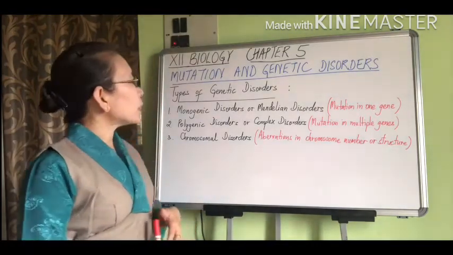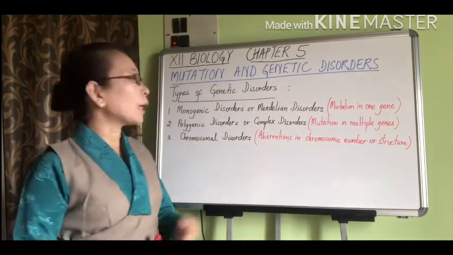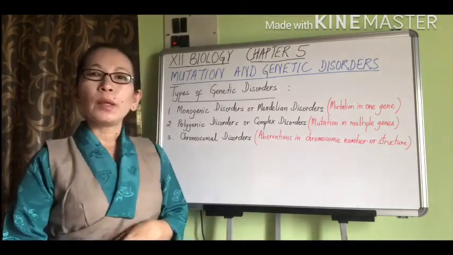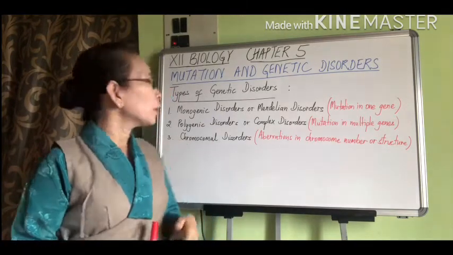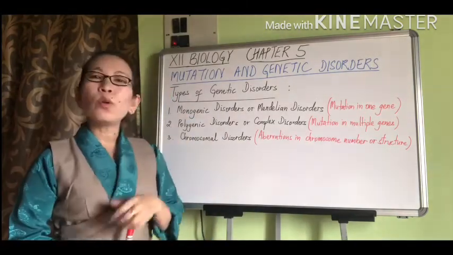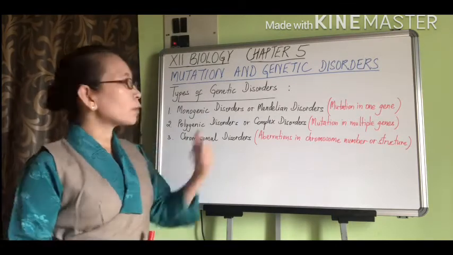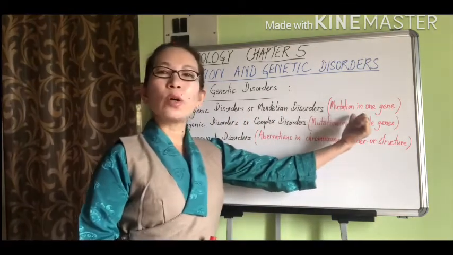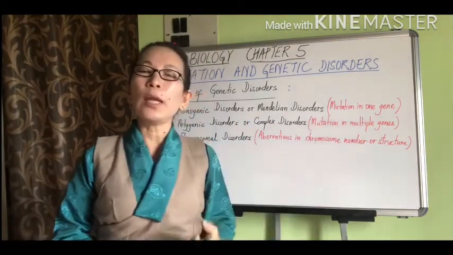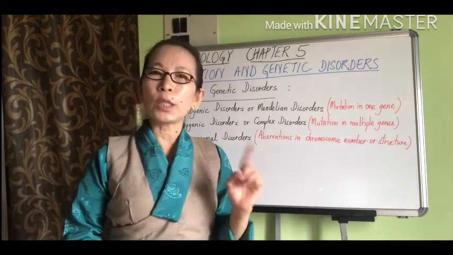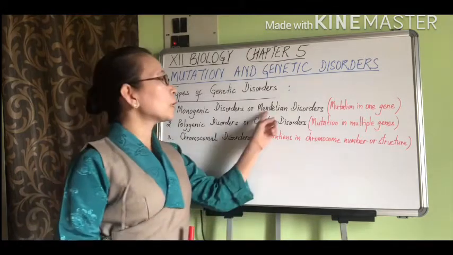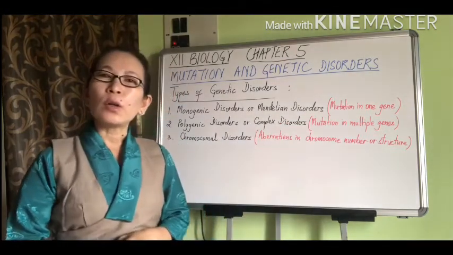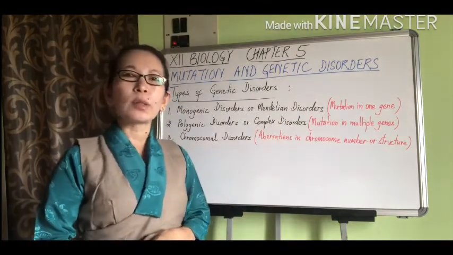And these diseases are collectively referred to as genetic disorders. Now, there are three broad categories of genetic disorders. The first type is known as monogenic disorder. This refers to a disorder or a disease caused due to mutation in only one gene, monogenic. It's only the mutation in a single gene, and because of which such disorders are also called Mendelian disorders.